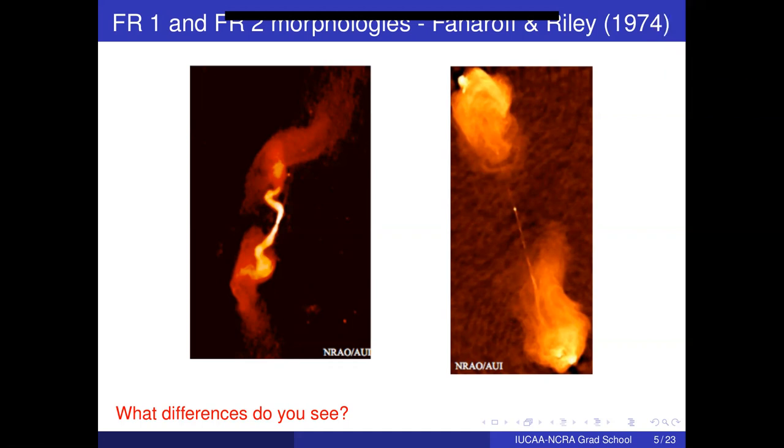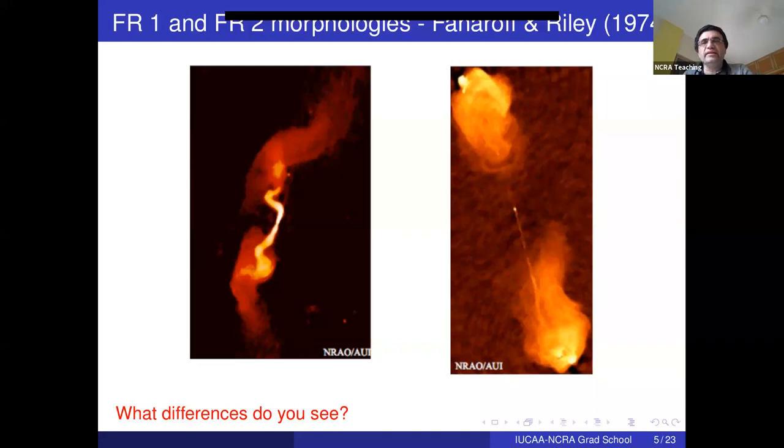So that would indicate that, but it is true that in terms of size, the FR2 galaxies, which are the ones located here on the right hand side, are generally more powerful than the FR1s. And therefore they can extend out to larger sizes, right? What can you say about the hot spots? About the presence of hot spots in the FR1s and the FR2s?